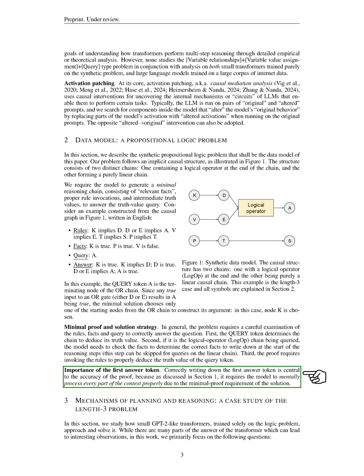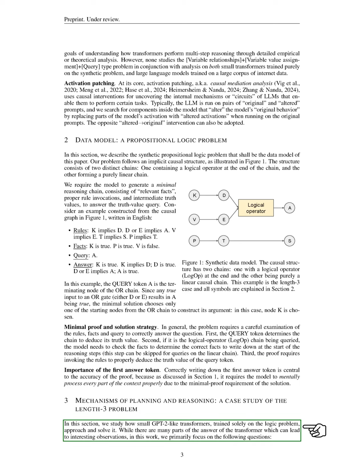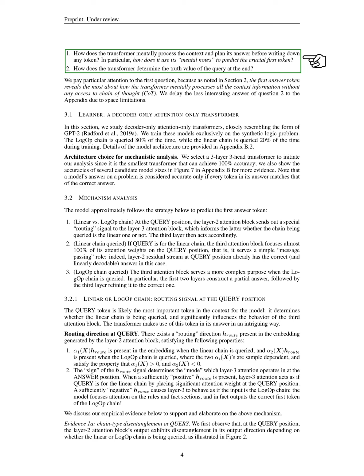The first answer token is crucial for the accuracy of our proof, as it requires us to process all context elements correctly due to the minimal proof requirement. In the next part, we examine how small transformers, similar to GPT-2, trained only on this logic problem, approach and solve it. We focus on two main questions: how the transformer processes the context and plans its answer before generating any tokens, particularly how it predicts the first token, and how it determines the truth value of the query at the end. We emphasize the first question because the first answer token reveals much about the transformer's mental processing of the context without relying on a chain of thought.